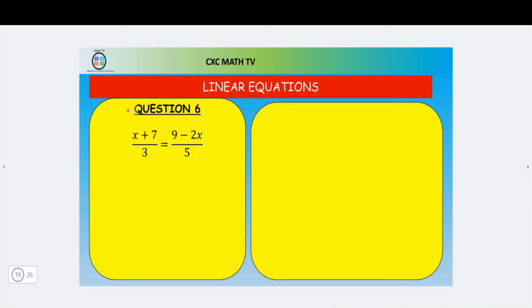Now in doing a question like this, whenever you have a fraction equal to a fraction, there's a rule I want you to remember. If a over b is equal to c over d, then a times d is equal to b times c. This is known as the cross multiplication rule. So if we cross multiply, we're saying 5 times x plus 7 is equal to 3 times 9 minus 2x. That's the cross multiplication rule.